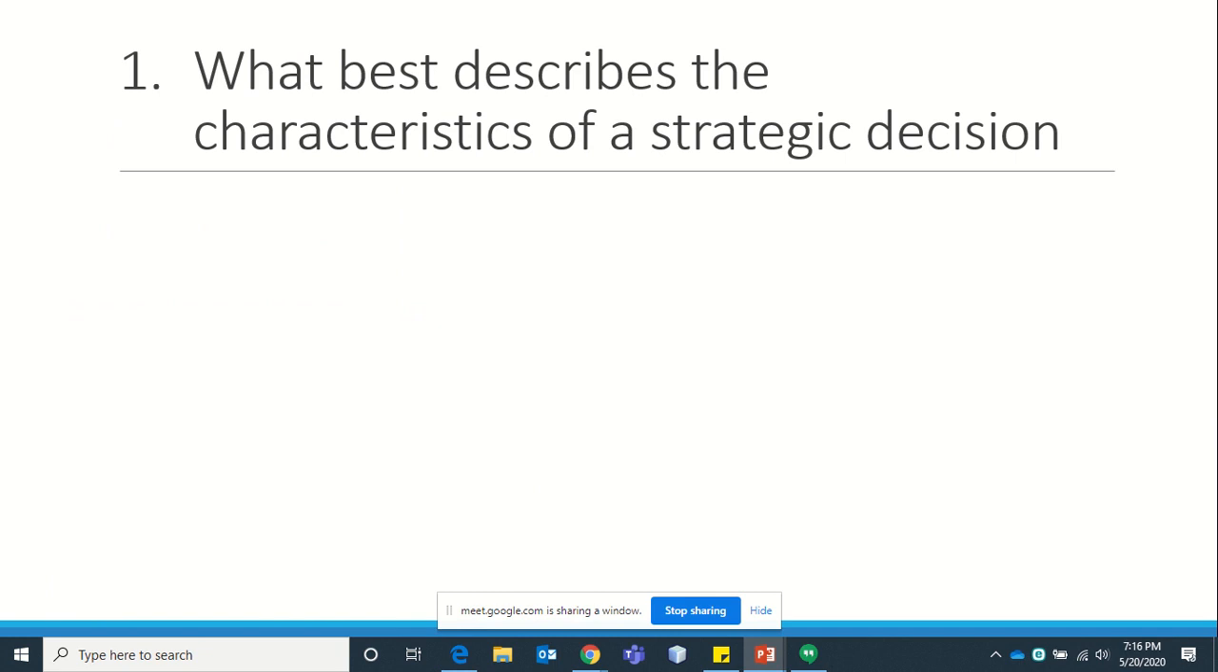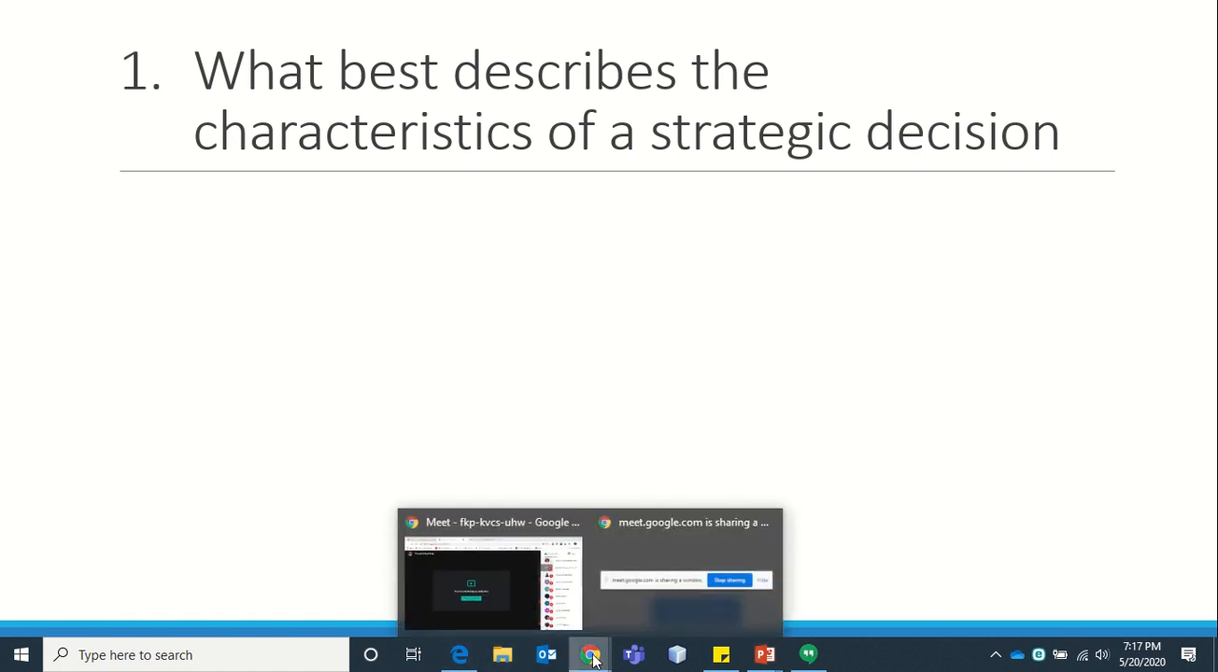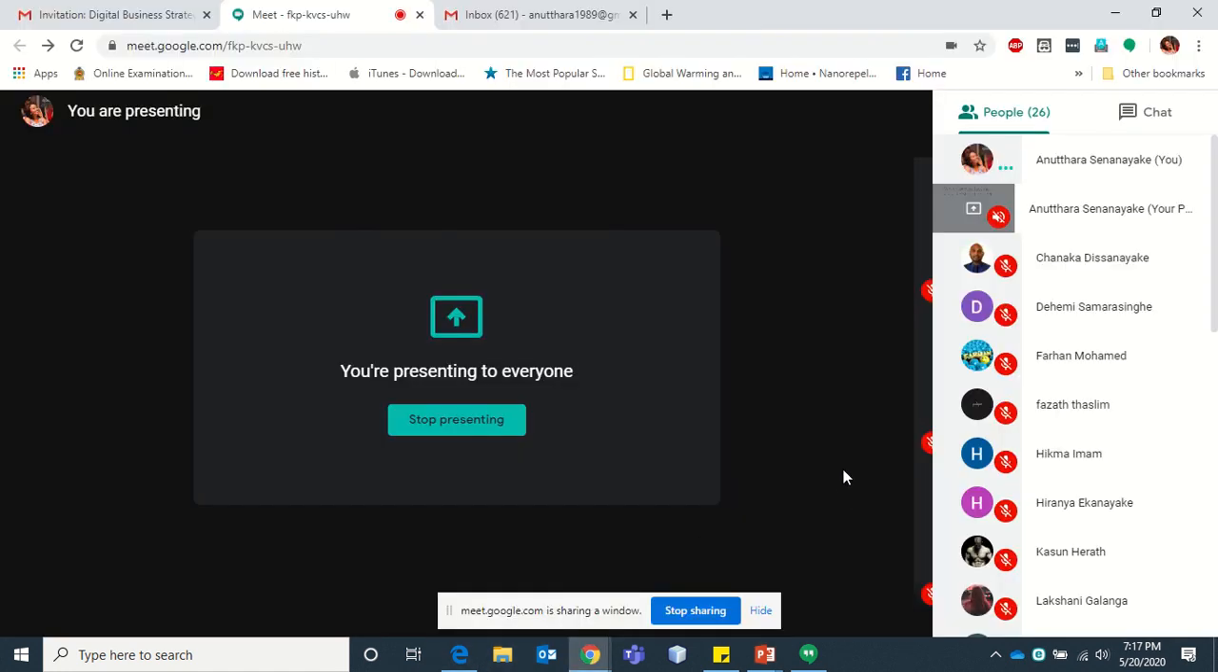Before moving to a strategic decision, we have to understand what is a strategy, what is a strategy and why we need strategy, and who can implement these strategies. Those things we have to understand. So now just tell me, according to your idea, what is a strategy? You have to interact. You can unmute yourself and tell what is a strategy.